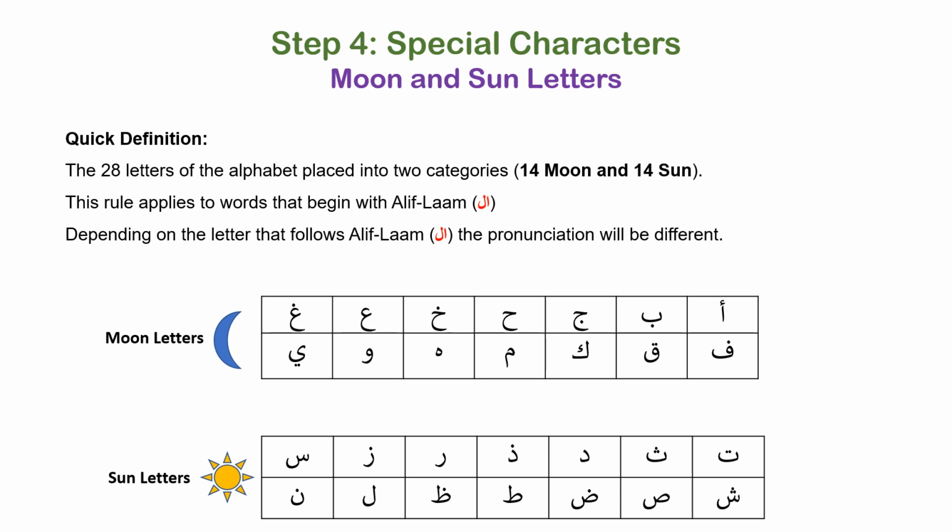So you can see here the moon letters are Aleph, Ba, Jim, Ha, Kha, Ain, Ghain, Fa, Qaf, Mim, Ha, Waw, and Ya. And the sun letters are Ta, Tha, Dal, Dhal, Ra, Zain, Sin, Shin, Sad, Dad, Ta, Za, Lam, and Noon. Awesome.